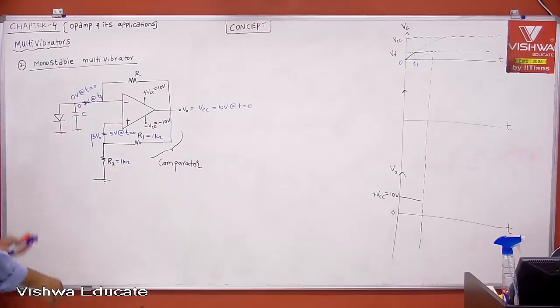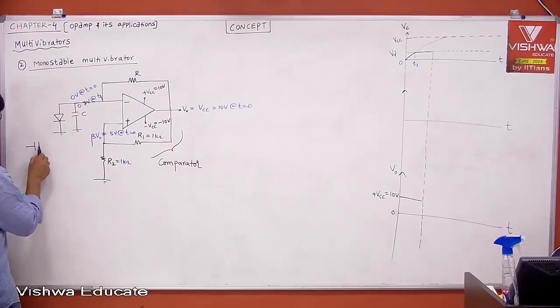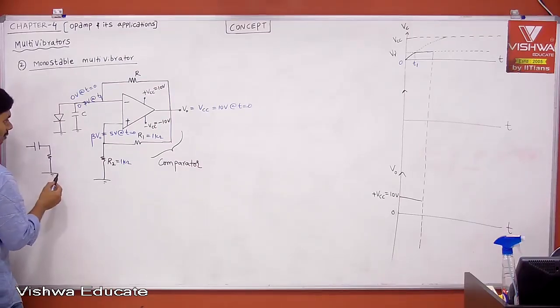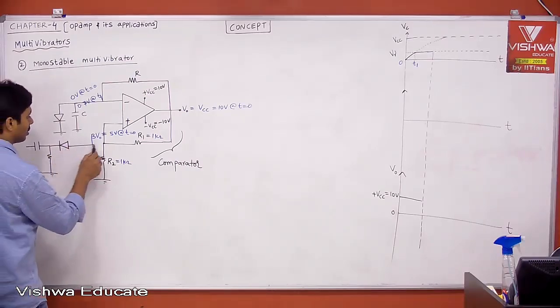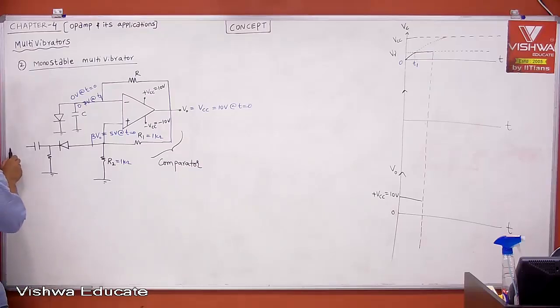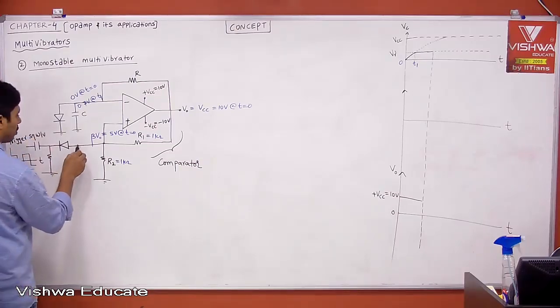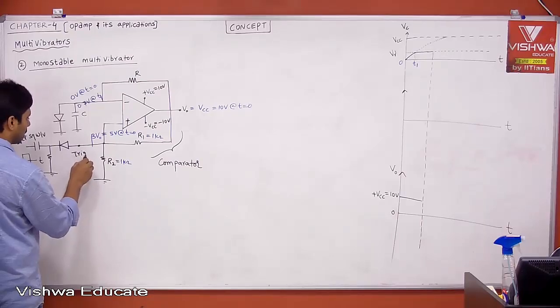Now we need to apply the trigger. How will you apply the trigger? That's what I told. This is your C and then R. We want to apply a negative trigger. Therefore, let us say this is the PN junction diode which I am applying here. Now whatever trigger you want to apply, you apply a square wave here. This is the trigger input, the trigger square wave.